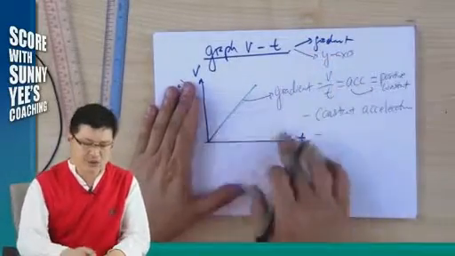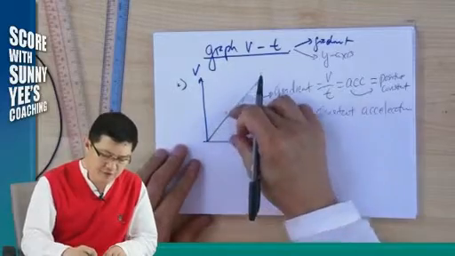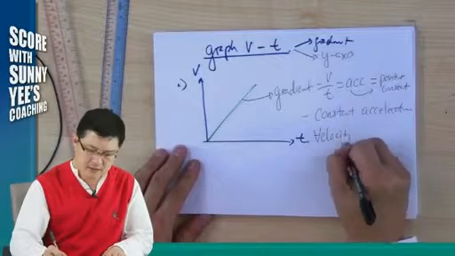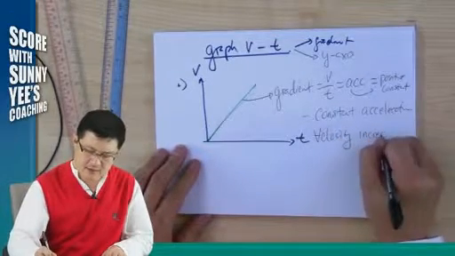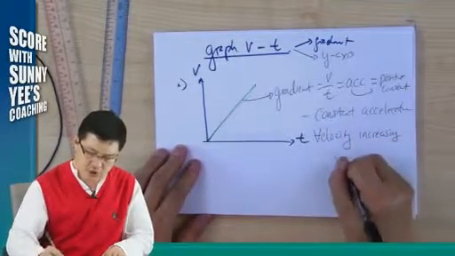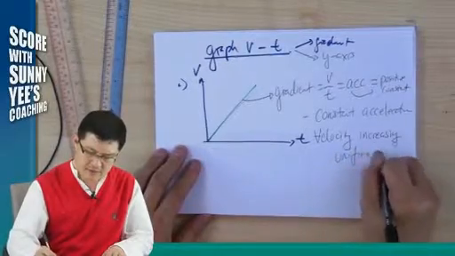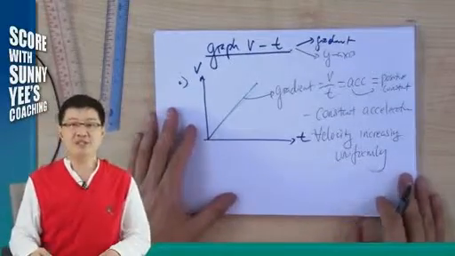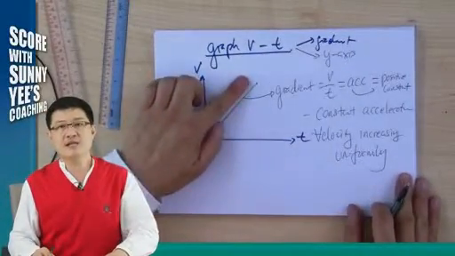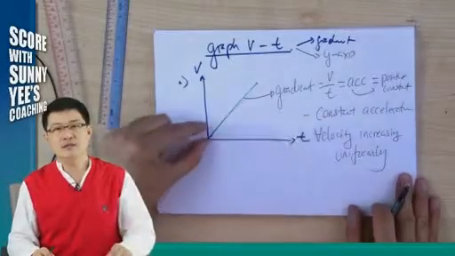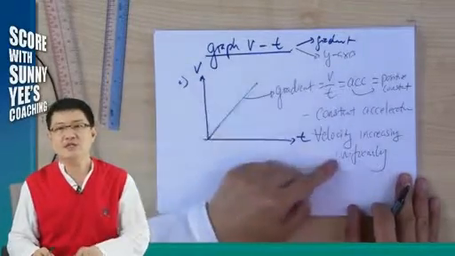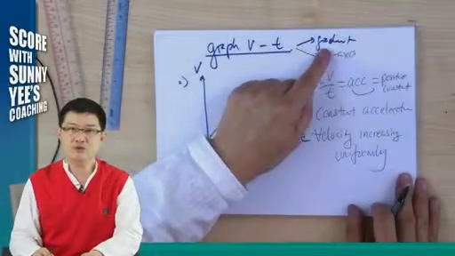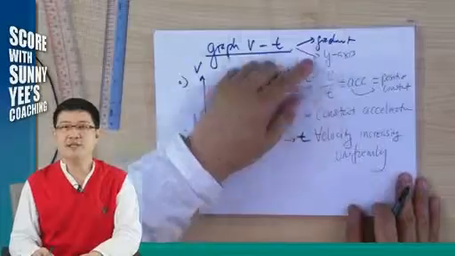Number two, you can also describe by the y-axis. So what does the y-axis show? That it is a uniform increasing velocity. So the velocity is increasing uniformly. So this graph can give you two descriptions: one is constant acceleration, the other is increasing velocity uniformly. Can you follow? Remember, you have to explain in terms of the gradient and the y-axis.